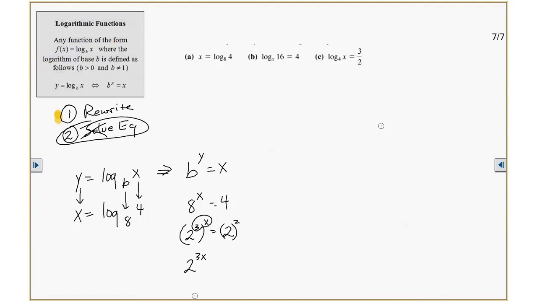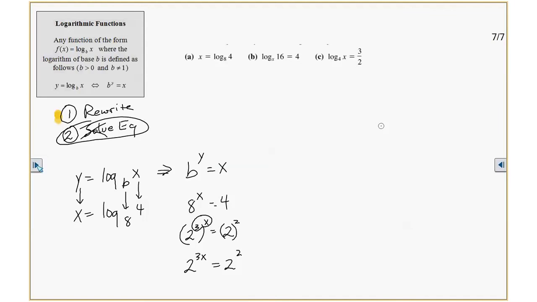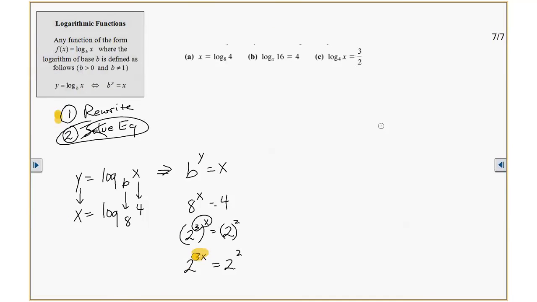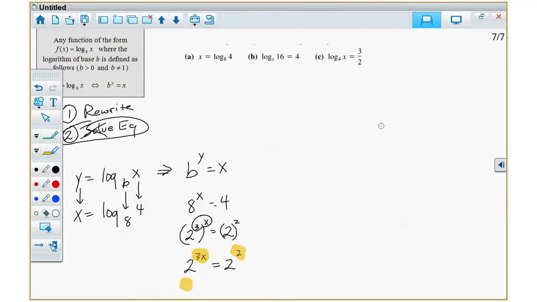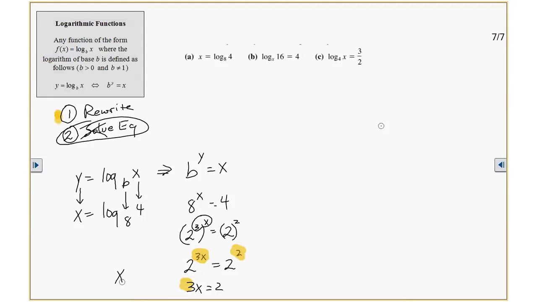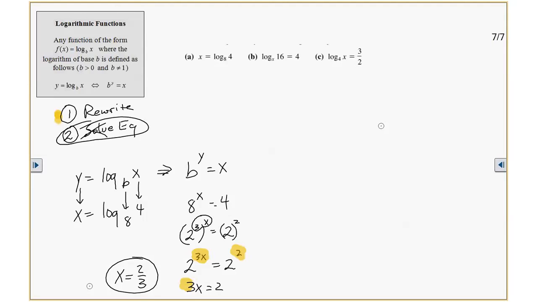3x, Hubert, is equal to 2 to the what? So what can I do with that 2 to the 3x? What can I do with that 3x and that 2? Set them equal to each other. Really? 3x is equal to 2. X is equal to what? 2/3. So I go back and I plug it in.